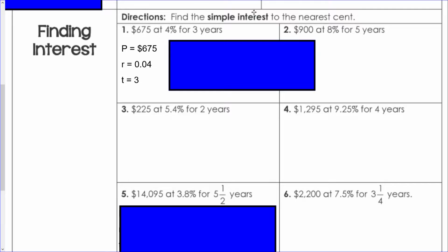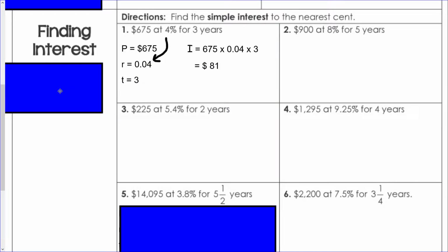Okay, find the simple interest to the nearest cent. So we have $675 at 4% for 3 years. The principal is the $675. The rate is 4%, but again, we're making this a decimal. Very important, so make sure you're converting that to a decimal number. Otherwise, your number will be gigantic at the end. And then it's for 3 years. Again, time is always listed in years for simple interest.